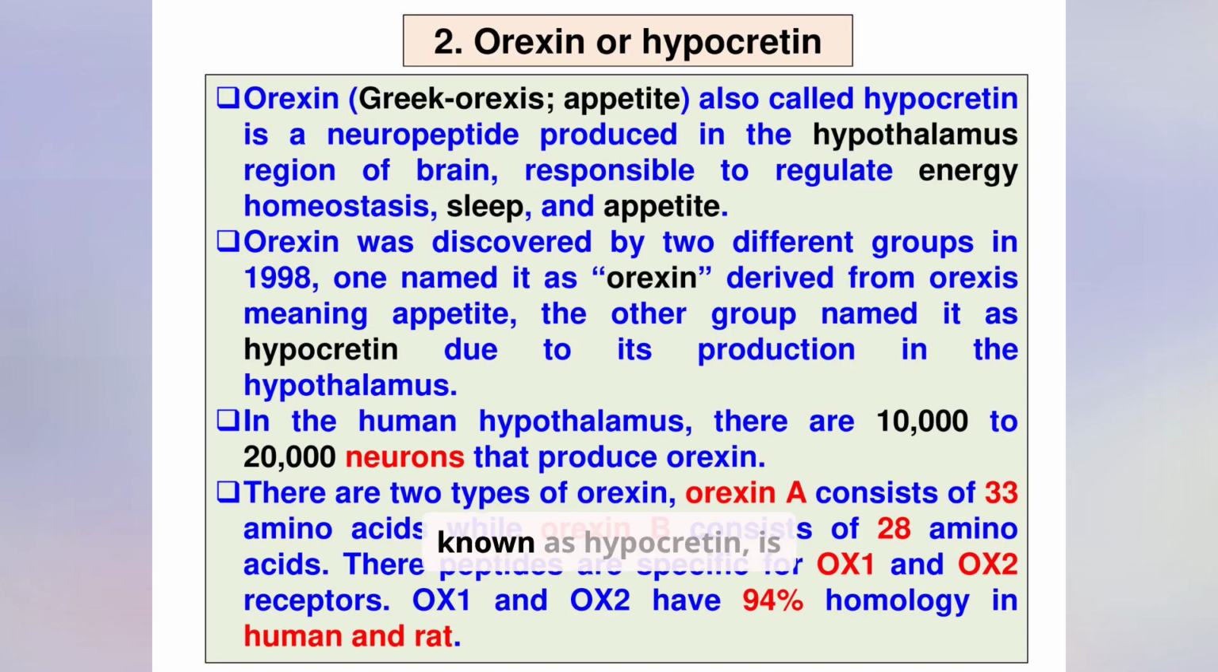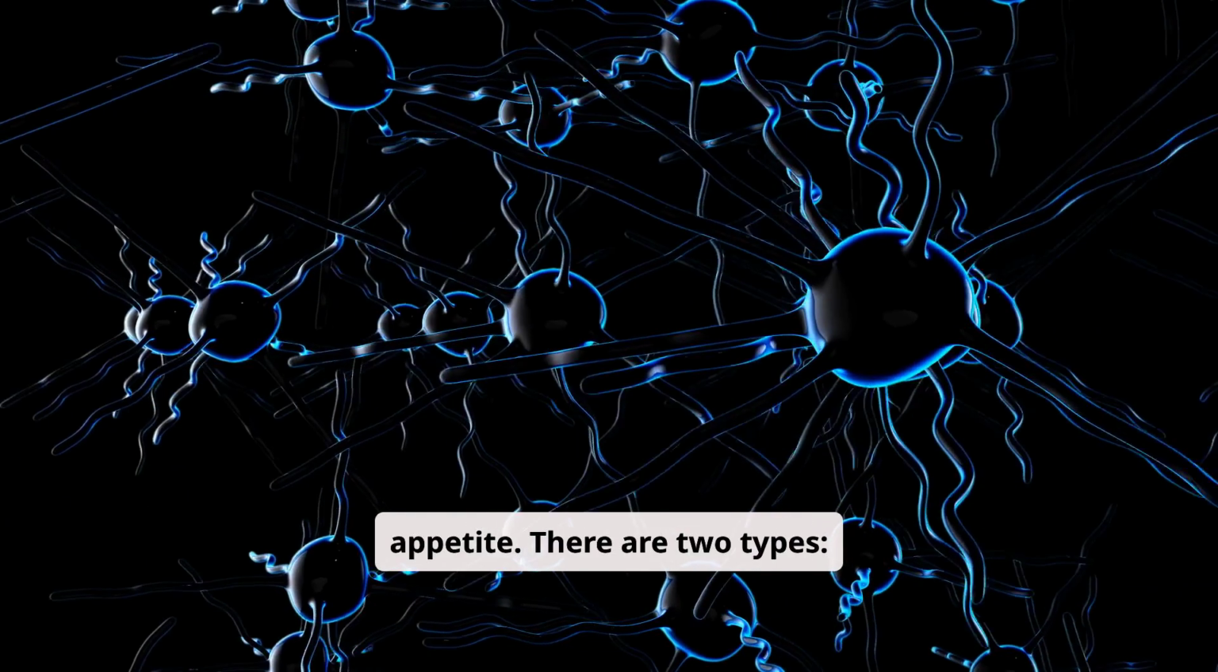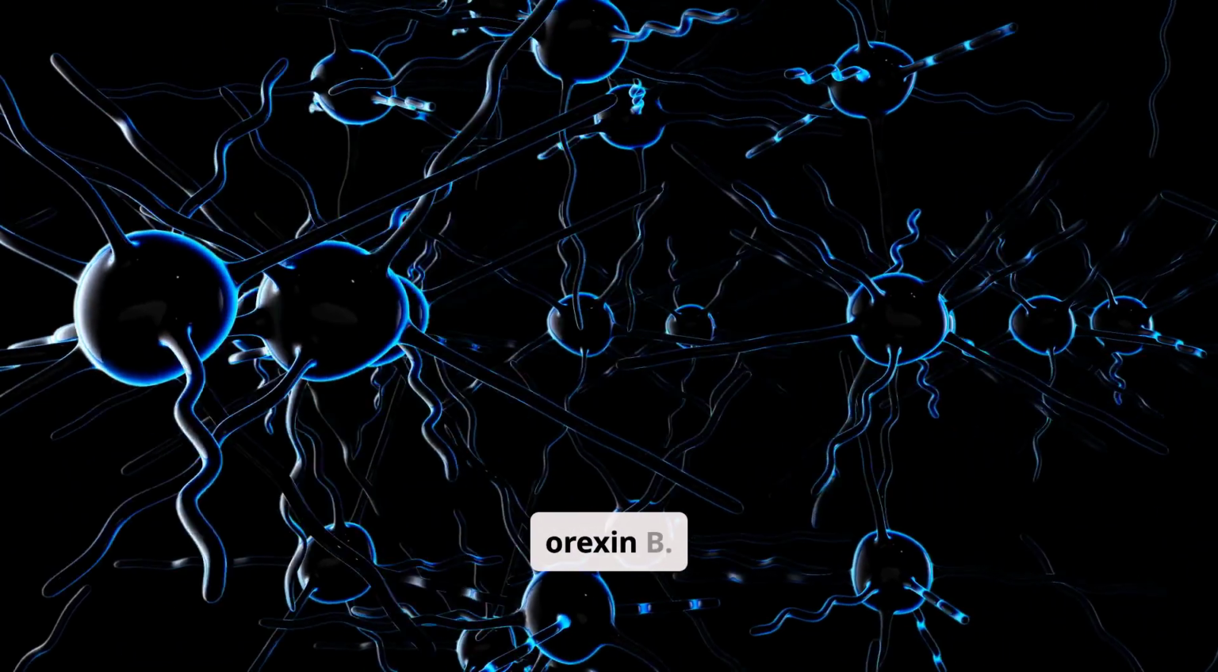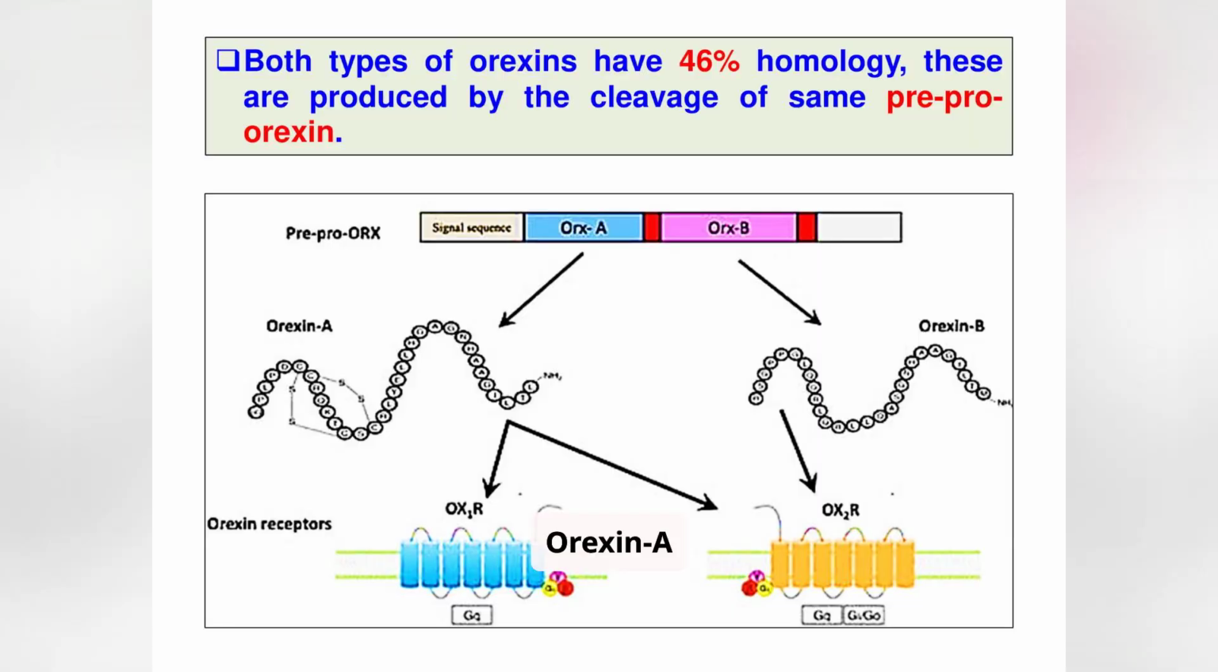Orexin, also known as hypocretin, is a neuropeptide produced in the hypothalamus, regulating energy homeostasis, sleep, and appetite. There are two types, orexin A and orexin B. Orexin A binds to OX1R receptors, while orexin B binds to OX2R receptors. These receptors are coupled to different G proteins, leading to diverse downstream effects.